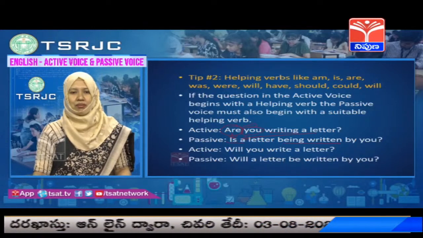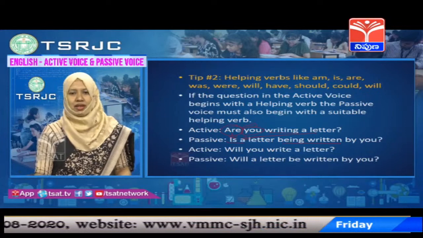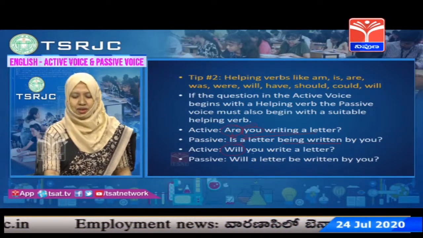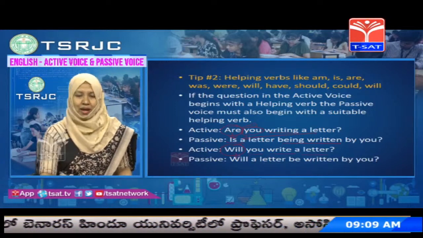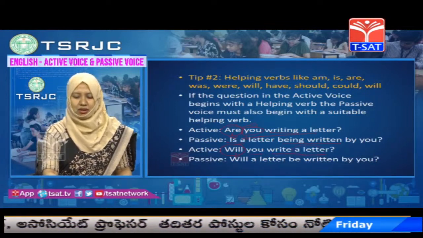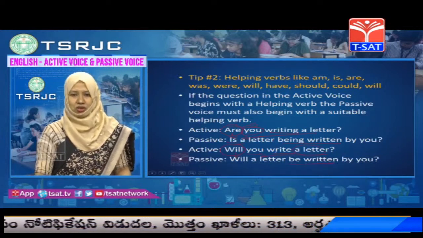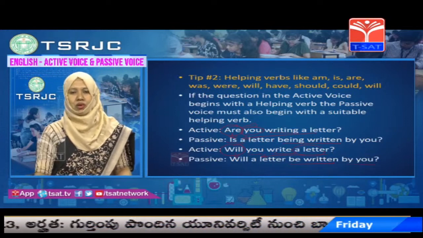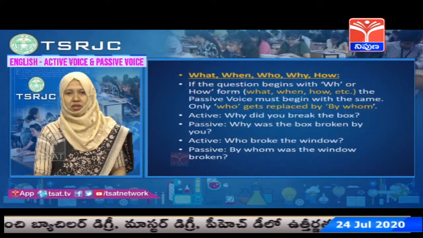If you take one more example, will you write a letter? Here this is the modal verb, you is the subject, write is the main verb and a letter is the object. When you are changing into passive voice, will remains will, the object becomes the subject, a letter, be written. The verb is changing into a suitable form, be written by you, and the subject is getting changed into object. I hope you have understood this.